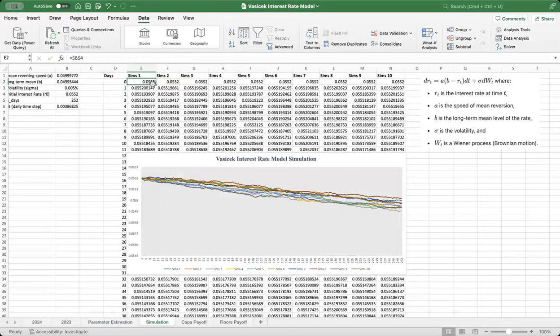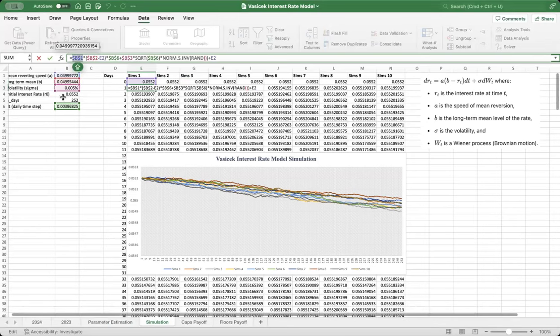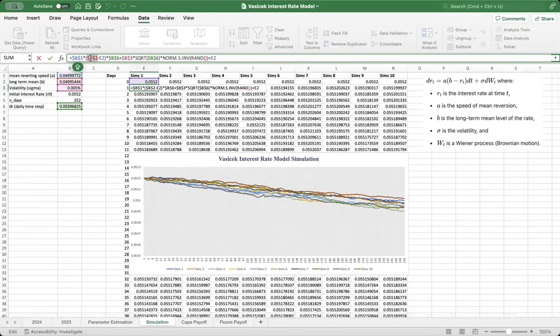If you see this, this was our interest rate 5.52. So what I did was A, which is our mean reverting speed, times B, which is our long-term mean, minus RT. RT is the previous interest rate. Please remember that here it is written RT, but it is actually the previous interest rate. So A times (B minus RT) dt. dt, as I said, will remain constant. If I move today, tomorrow, day after tomorrow, the change in time, dt, is 1 day. So 1 divided by 252 is our dt term.